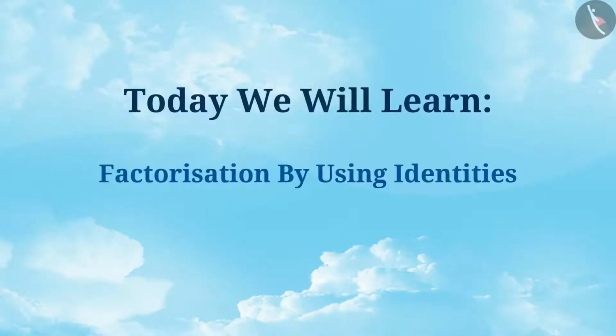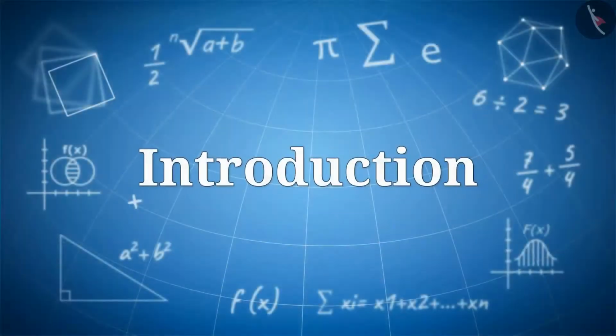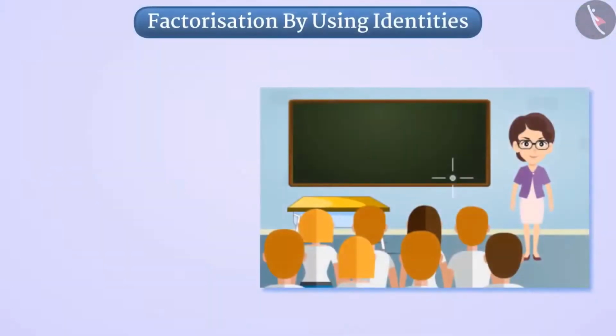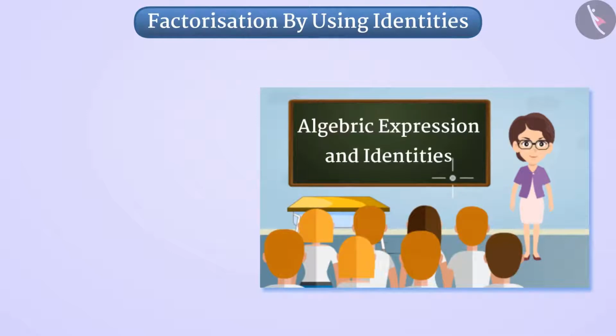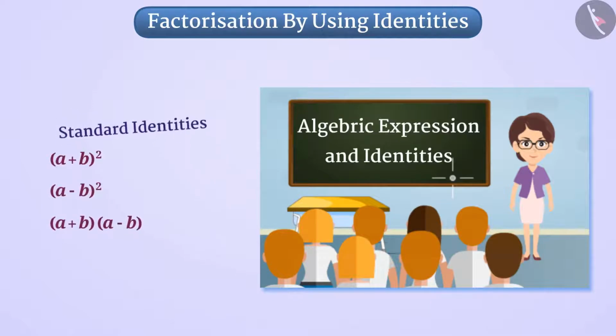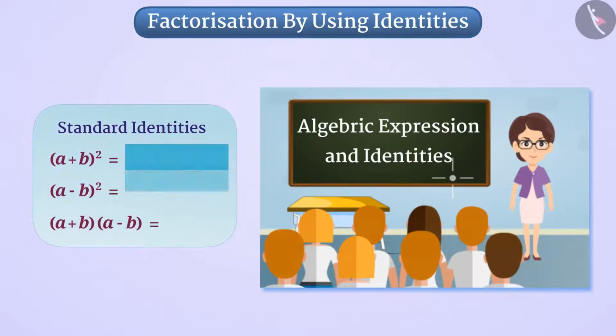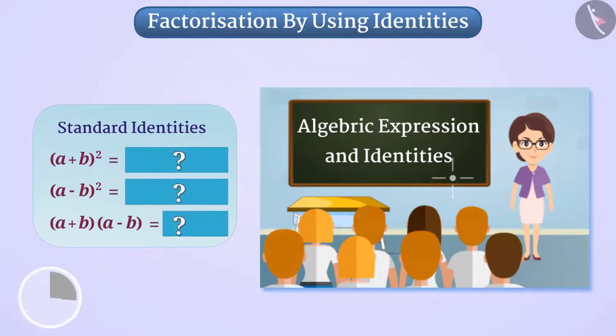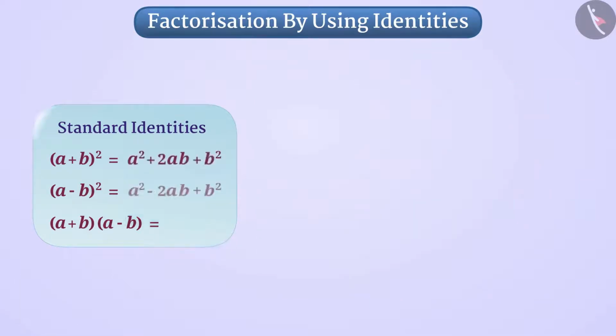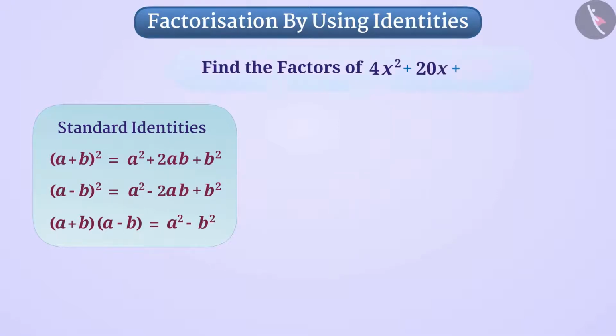Today we will learn factorization by using identities. While learning about algebraic expressions and identities, we have discussed some standard identities. Here, the left side of standard identities is shown. Will you be able to tell their right side? Try it. Let me tell you, with the help of these identities, we can also find the factors of some expressions. Suppose we want to find the factors of 4x square plus 20x plus 25.